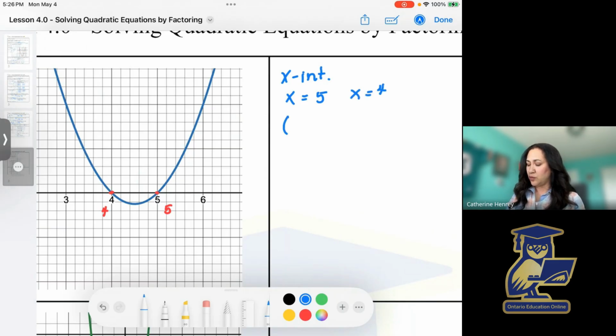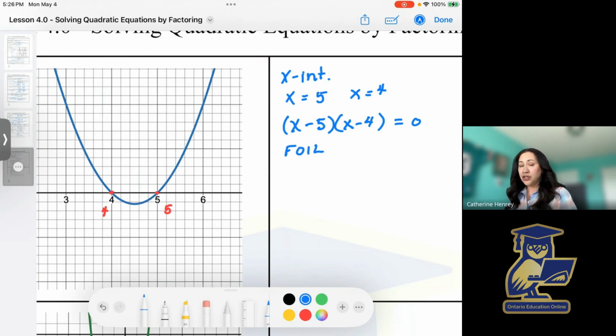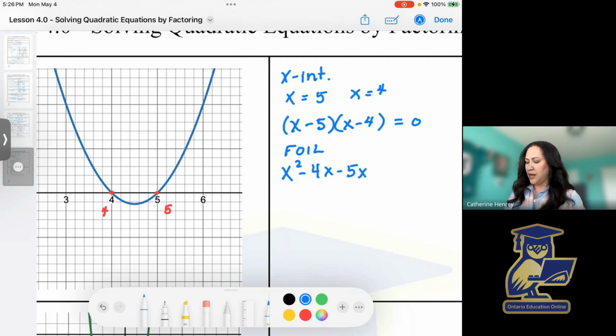So if I put those back into factored form, then remember to change the signs. I'll have x minus 5 and x minus 4. Then we'll use FOIL and we'll expand this to get our function in standard form. So x times x is x squared. X times -4 is -4x. -5 times x is -5x. And then -5 times -4 is +20.